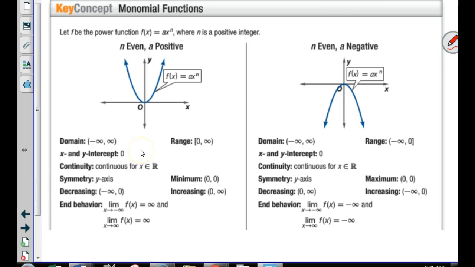All right, if the power is even, so we have a degree 4, like an x squared, an x to the 4th, etc., it will be this shape, as long as the coefficient is positive. If the coefficient is negative, it opens down, okay? And we have talked about all of these things before. This graph is continuous. It has an intercept at 0, 0. It has y-axis symmetry, the domain and range. Domain is all real numbers, increasing, decreasing. I don't think those are going to throw you off too bad.